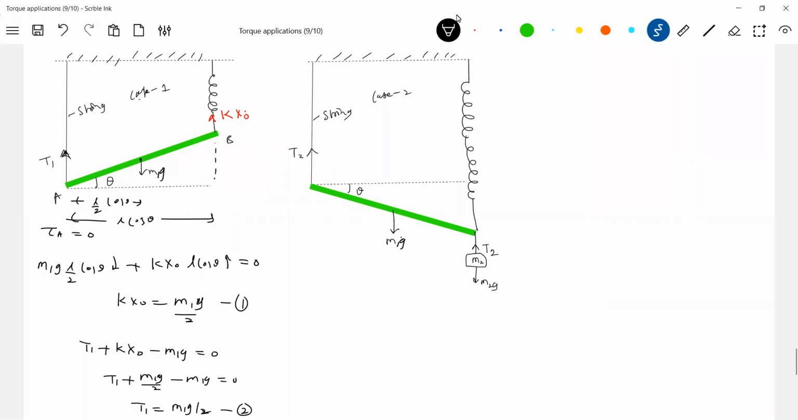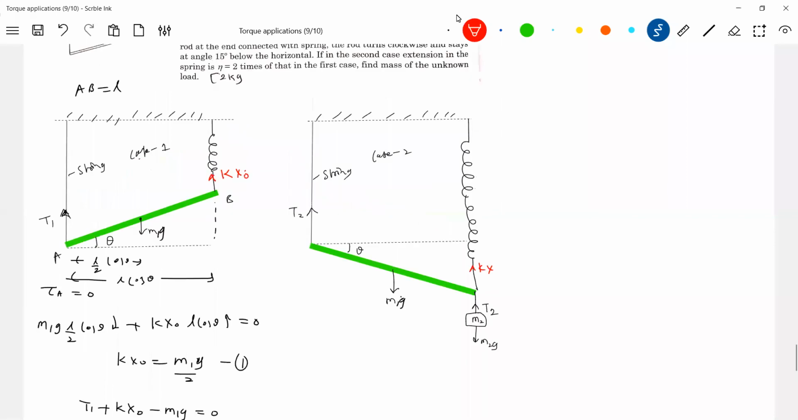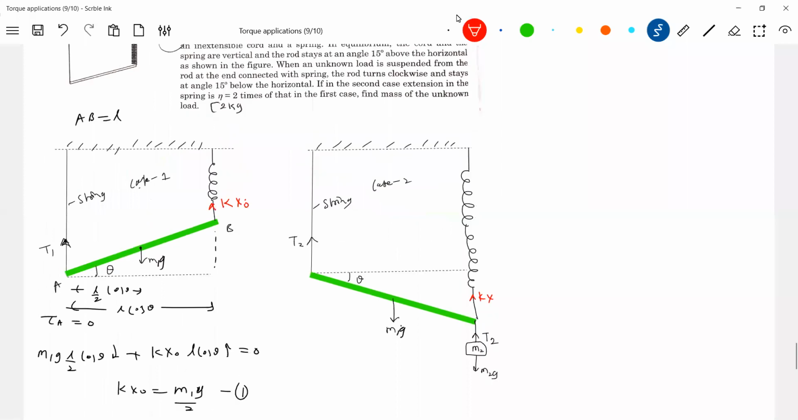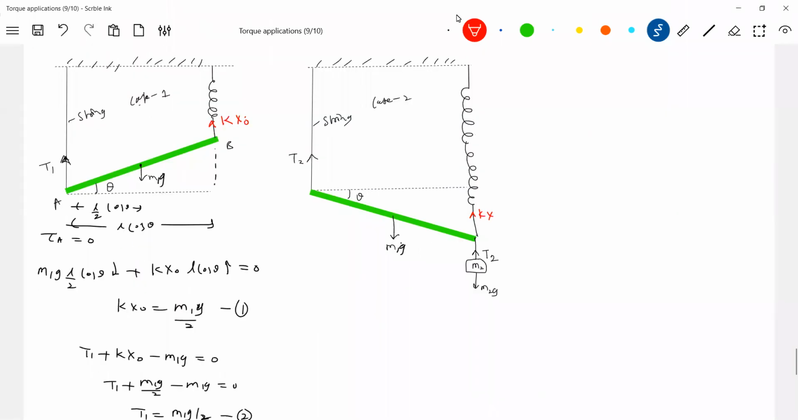Let's come to the second part of the problem. For vertical equilibrium, it should be elongated, no? So here kx is the spring force, I'll take it. Now what should be kx? Shall I say x should be equal to 2 times x naught, that is, x equal to eta x naught. I'll write it. X is equal to eta x naught, and that eta is 2 here.